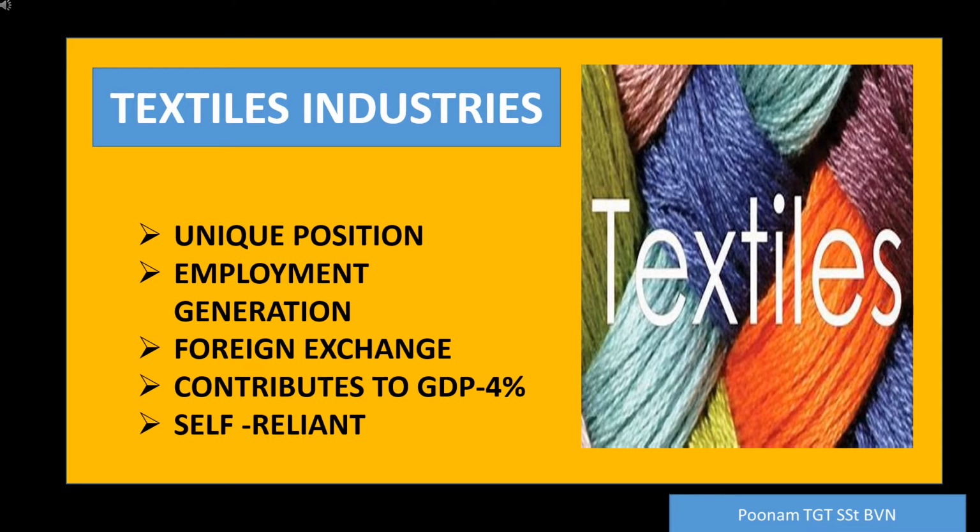The textile industry occupies a unique position in the Indian economy. Why is it so? Because it contributes significantly towards industrial production, helps us in generating employment opportunities, earns foreign exchange, and contributes 4% to GDP. It is the only industry in the country which is self-reliant and complete in the value chain, that is, from raw material to the highest value added products.